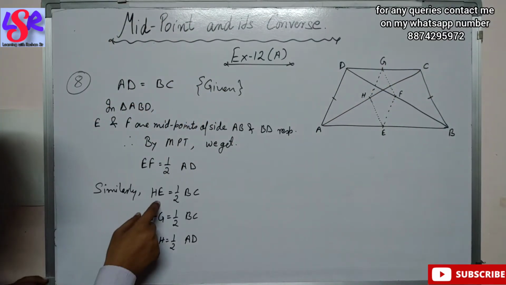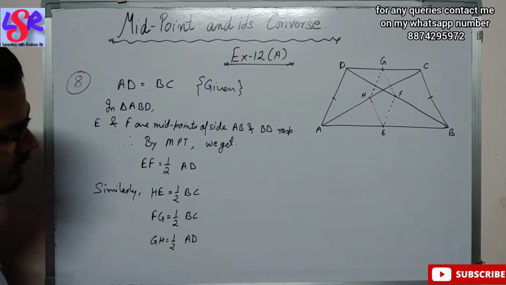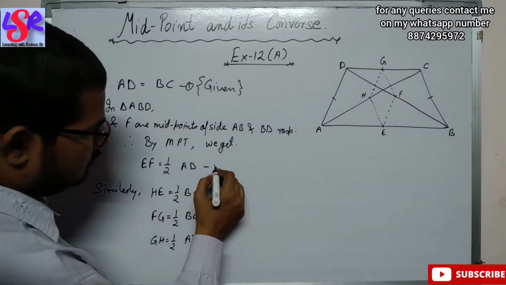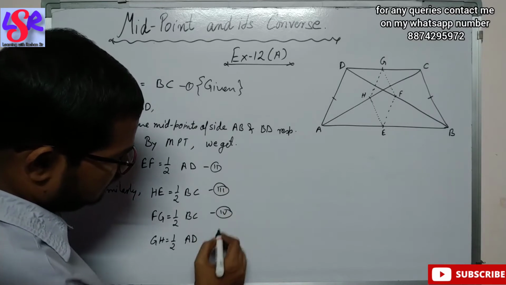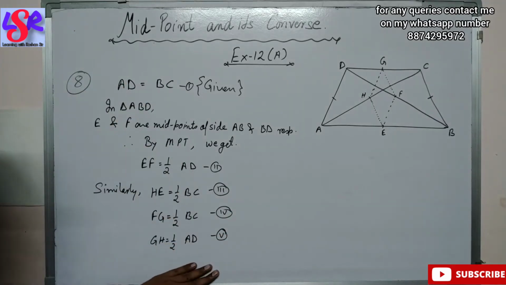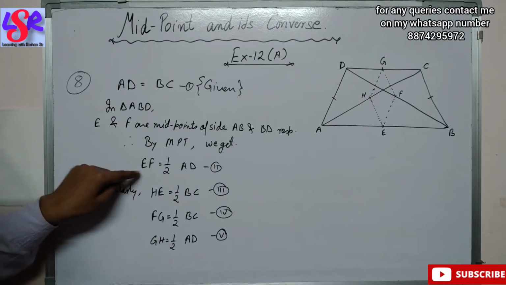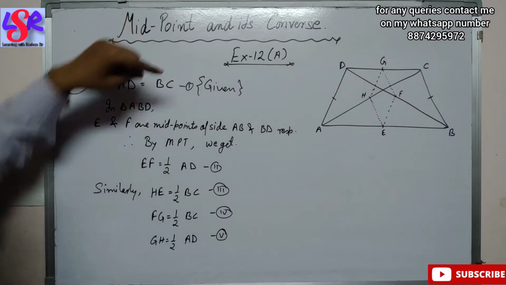And here we get HE equals half of BC, FG equals half of BC, and GH equals half of AD. Let this one be equation number 1, this one be equation number 2, this one be 3, this one be 4, and this one be 5. Now considering all the 5 equations, we get that all the 4 sides are equal to each other because they all are equal to AD or BC, and AD and BC are equal to each other.